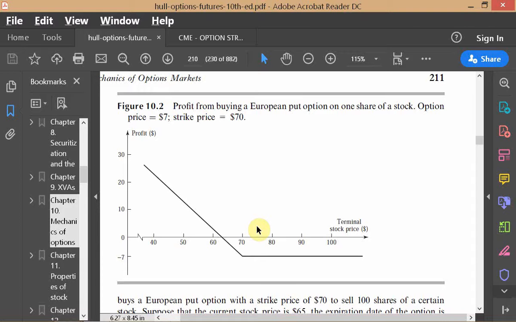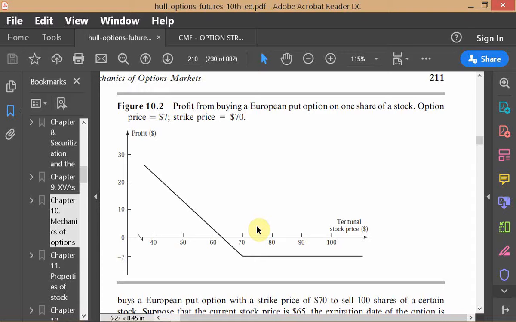Is everyone following the steps? One alternative is not to exercise. The underlying price is 68 at expiration. You're holding a 70 put. You paid $7 for that. So in this case, you have 2 alternatives. Either you don't exercise, in which case you lose $7. Is that clear?